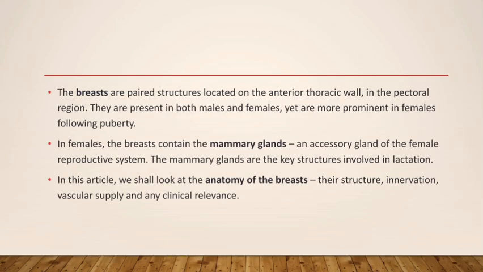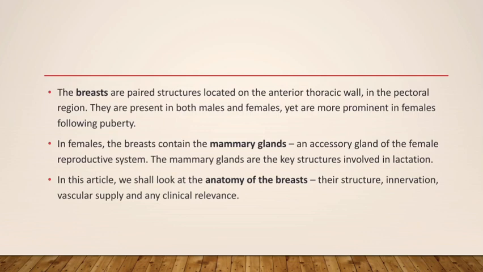The breast is a paired structure located on the anterior thoracic wall in the pectoral region. They are present in both males and females, yet they are more prominent in females following puberty. In females, the breast contains the mammary glands, an accessory gland of the female reproductive system. The mammary glands are the key structures involved in lactation.